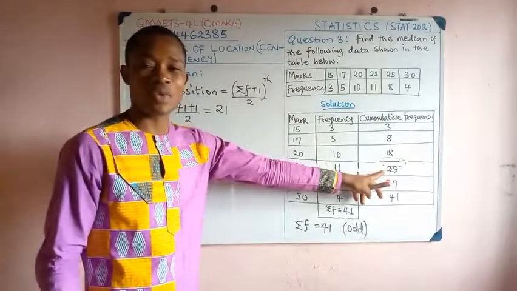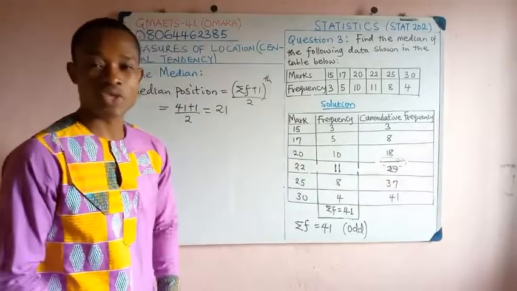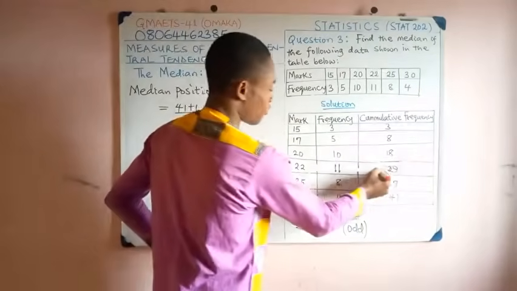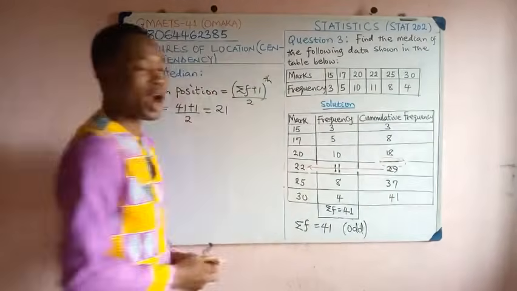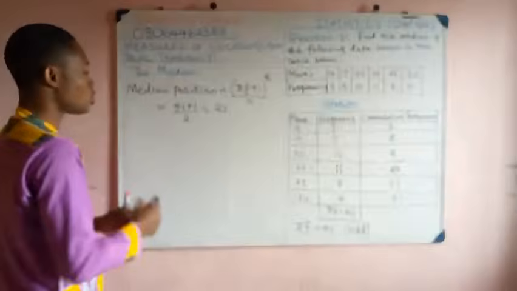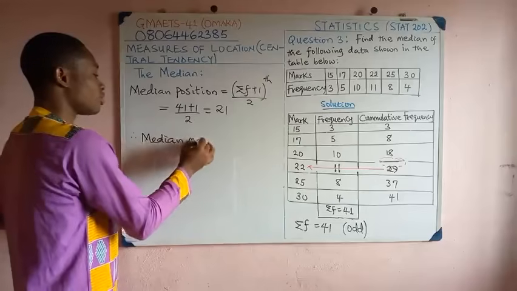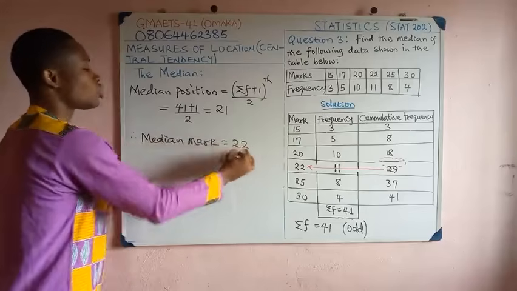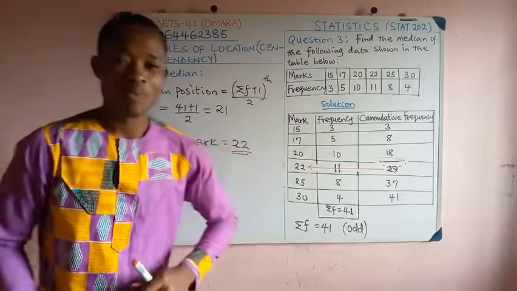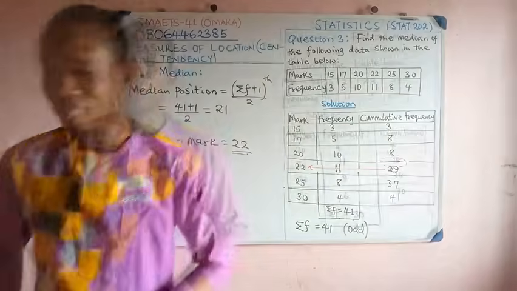It means that this 29 will represent our median position. So you trace from there to the mark. And that landed us on what? 22. Therefore, the median mark is equal to 22. And that's simply how we approach this problem.